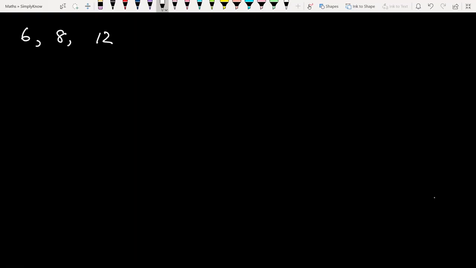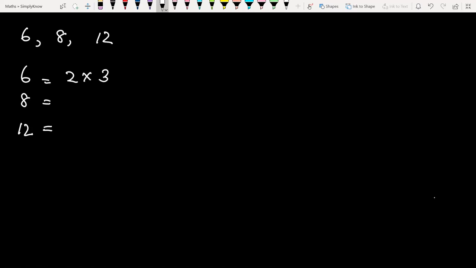What is our first step? We need to write each number as a product of its prime factors. So how do we write 6 as a product of its prime factors? Hope you can remember it. It's 2 times 3.